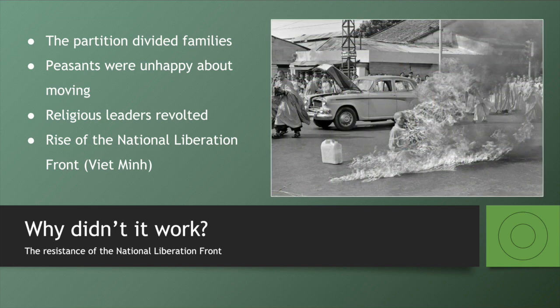Religious leaders were perhaps the most vocal in this partition and the division. And there were terrible instances in which Vietnamese monks actually would burn themselves in protest in public spaces.